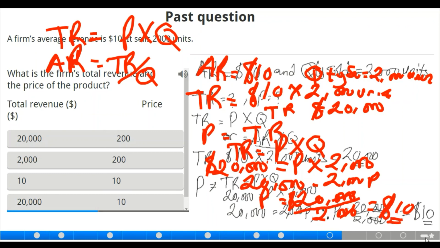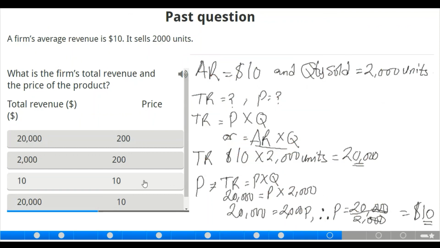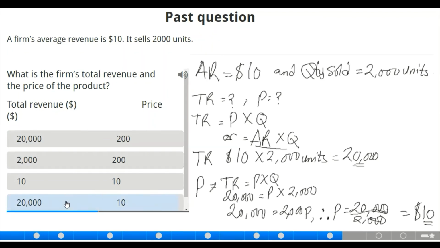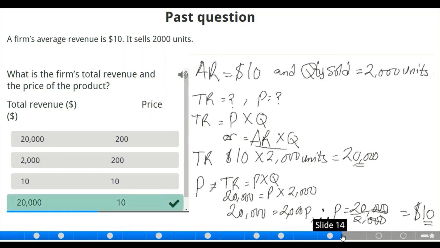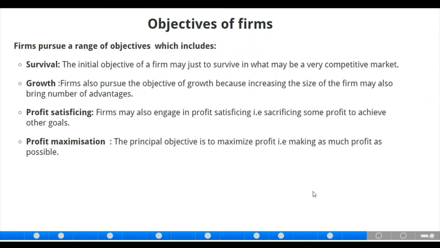Now let us check our options. According to our calculation, we have the total revenue to be 20,000 and we have the price to be $10. Now what we have here, let us check. Here is our correct answer. Now we move to the next slide.